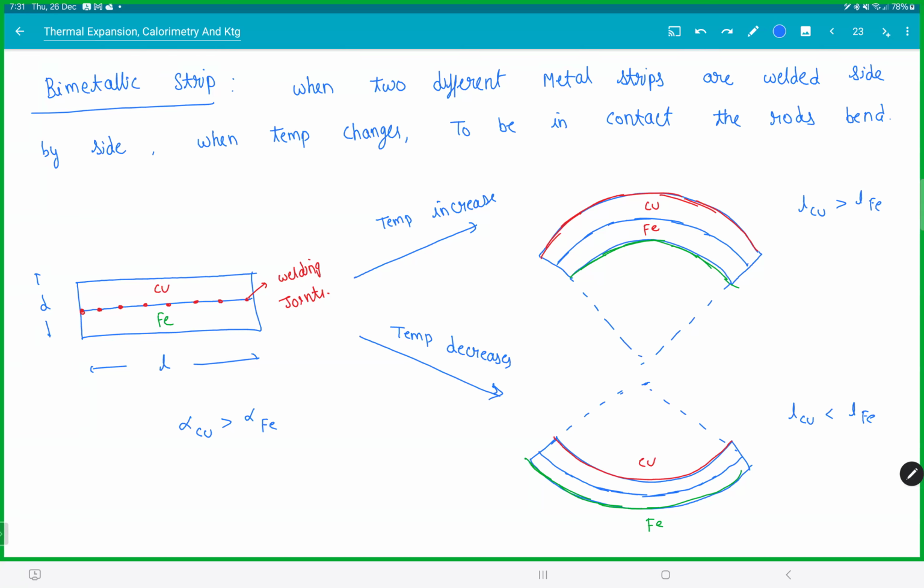So basically this thing is called a bimetallic strip. Two metals make a metallic strip. You keep them side by side and weld them up, and then you increase or decrease the temperature, it bends. So what are the uses of this? We can actually use this as a circuit breaker. Let's see how that works.